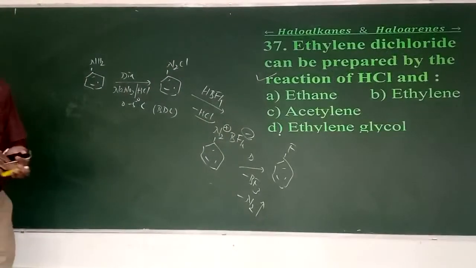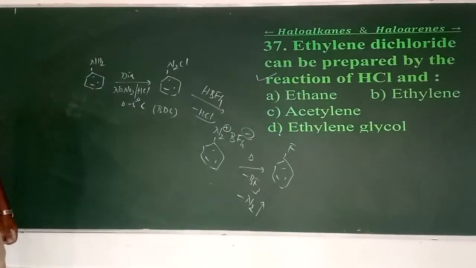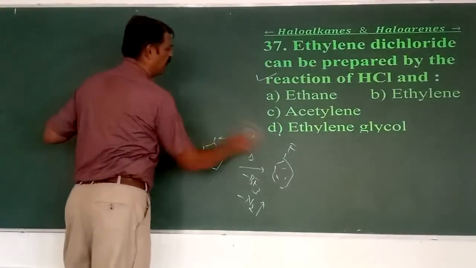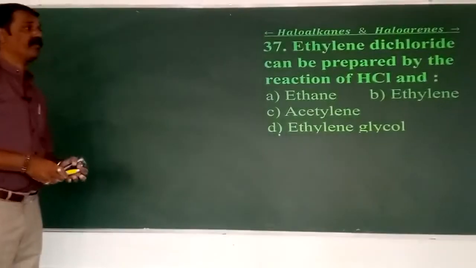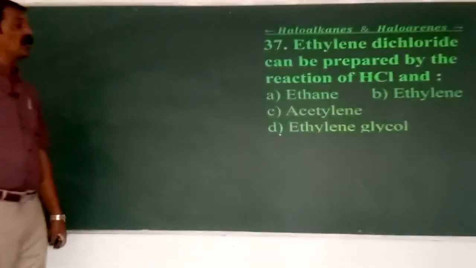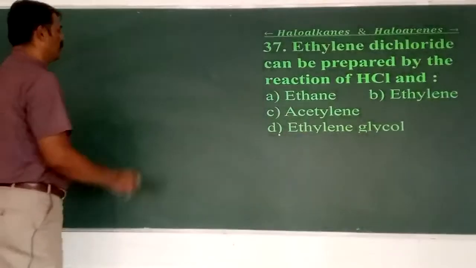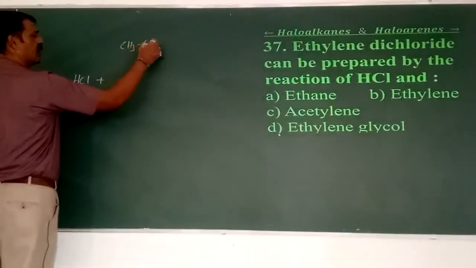Let's have the 37 here. Ethylene dichloride can be prepared by the reaction of HCl with what? Even in the first PU we will have the same concept from the chapter called alkenes. Ethylene dichloride is obtained how? By treating HCl with what? Ethane doesn't react with this. HCl plus ethane. Ethane means CH3CH3.